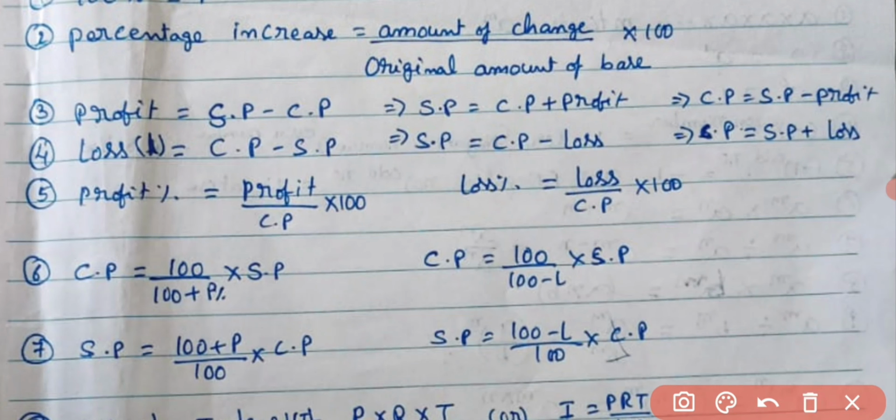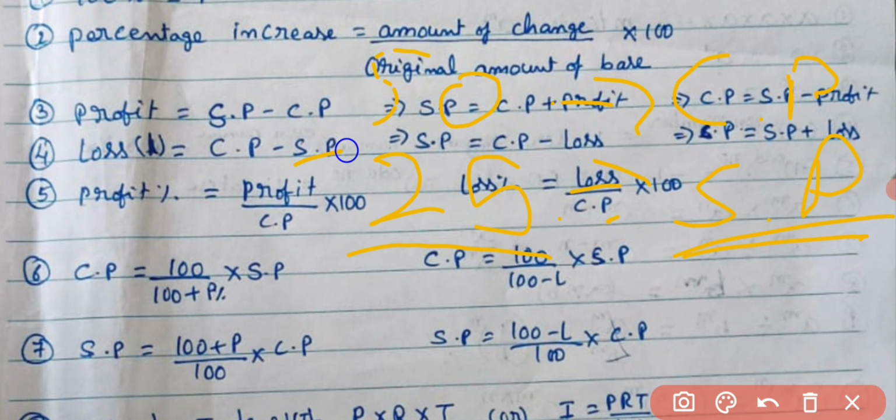Now the fourth property is loss is equal to CP minus SP. If you buy a notebook for 50 rupees and you sell it at 25, your buying price is CP and your selling price is SP. Your selling price is low, so there is no profit, so to find out the loss, we have to subtract 25 from 50. This is the formula to find out the loss.